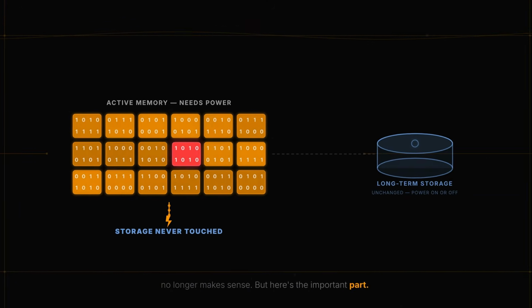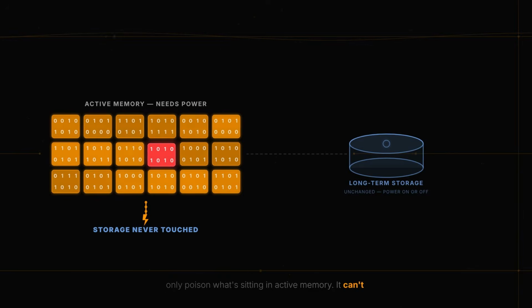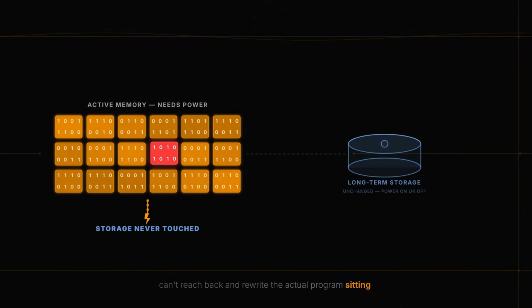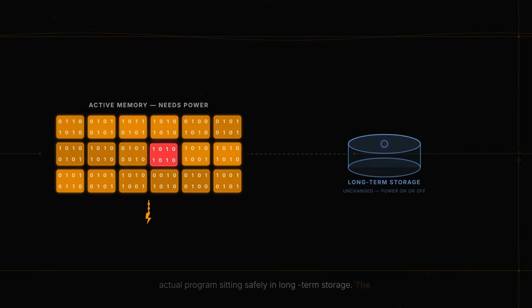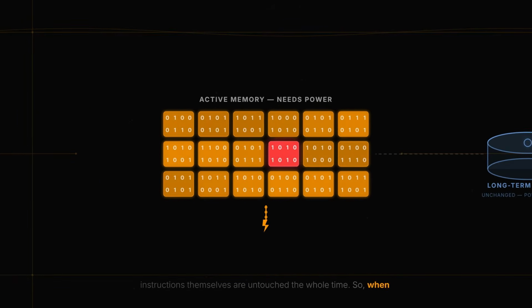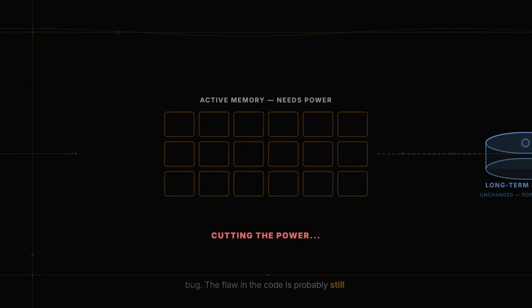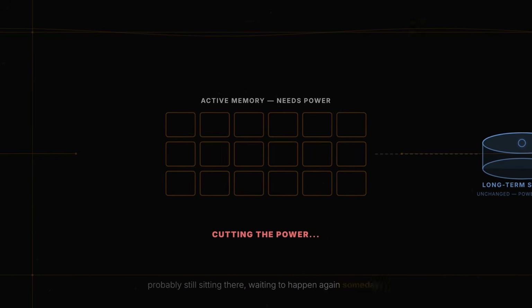But here's the important part. That bug can only poison what's sitting in active memory. It can't reach back and rewrite the actual program sitting safely in long-term storage. The instructions themselves are untouched the whole time. So, when you cut the power, you're not fixing the bug. The flaw in the code is probably still sitting there, waiting to happen again someday.